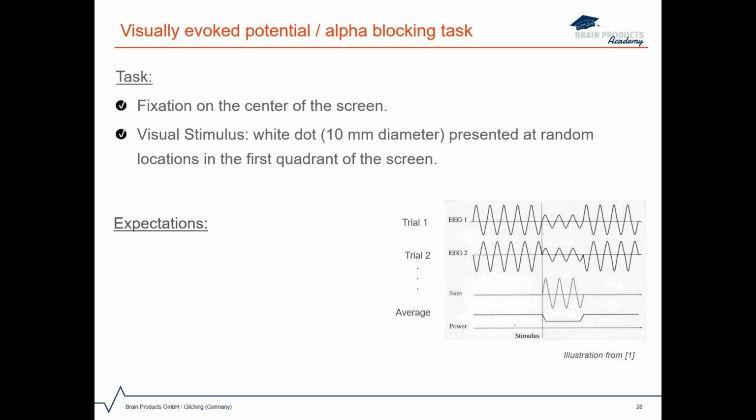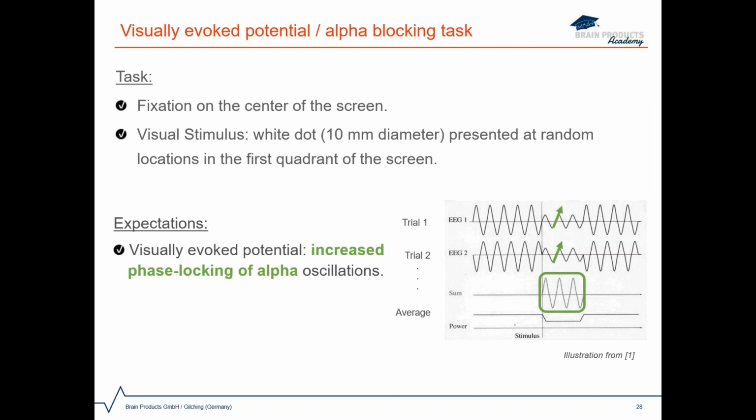We know that presenting a visual stimulus will elicit a response. If we look at the time domain signal, we reliably find a visually evoked potential around 150 milliseconds after the stimulus onset. This potential stems from an increased phase locking in the alpha range. This means the neural activity gets resynchronized by the stimulus onset in a 10 Hz rhythm.